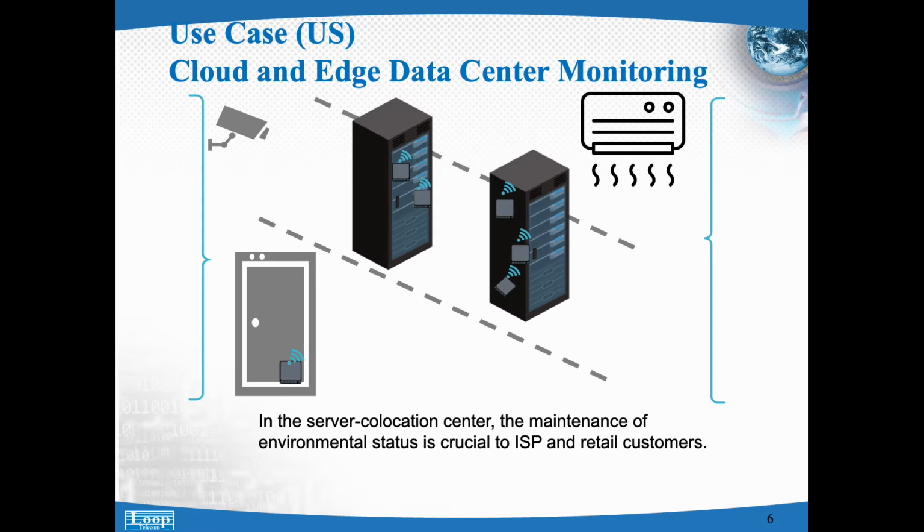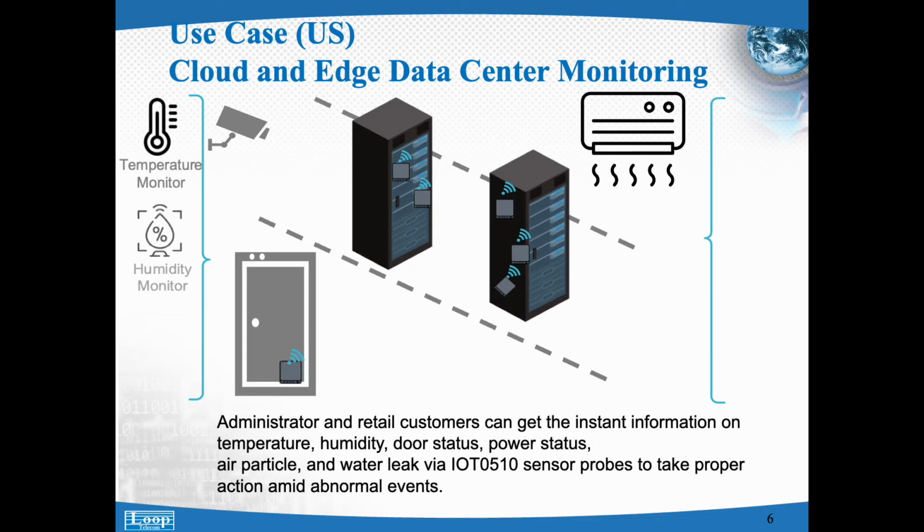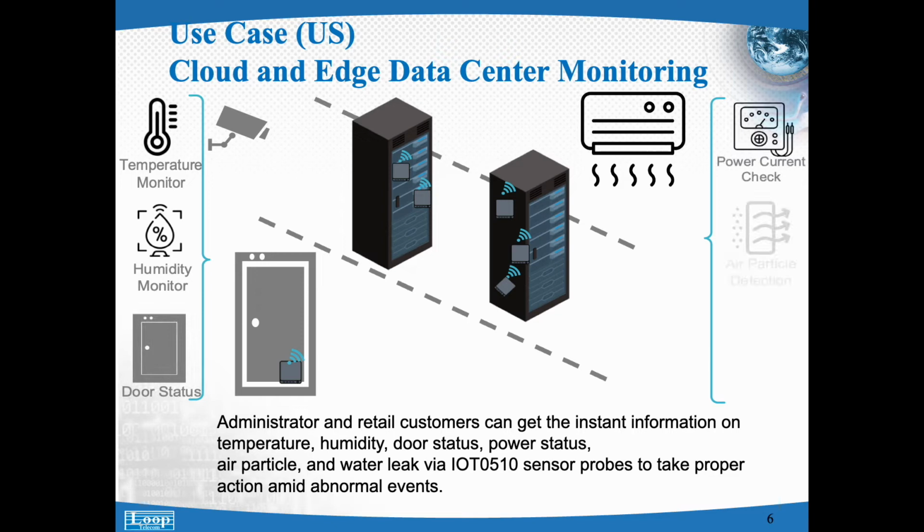In the server colocation center, the maintenance of environmental status is crucial to ISP and retail customers. Administrator and retail customer can get the instant information on temperature, humidity, door status, power status, air particle, and water leak via IoT0510 sensor probes to take proper action amid abnormal events.